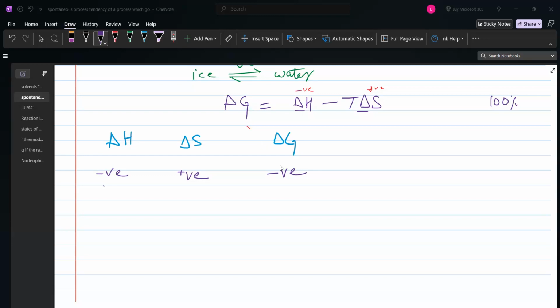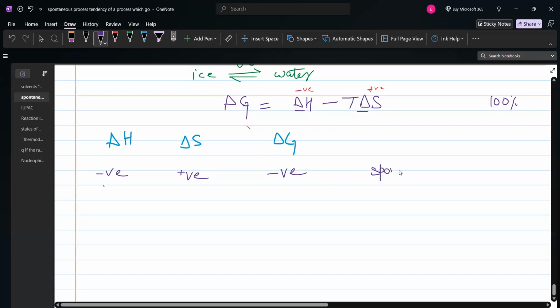Okay, let's proceed. So delta G is negative means this is a spontaneous one, right? So we have achieved what we want. So this is spontaneous. So both conditions are favorable. So there was a high probability that it will be spontaneous, and this is exothermic also, right?